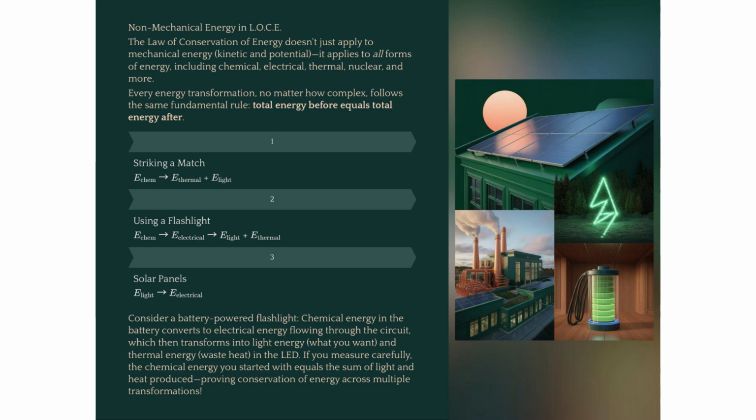Take a battery-powered flashlight. The chemical potential energy in the battery is transformed into electrical energy, which is then transformed into light energy and thermal energy by the bulb. If you measure the joules of input chemical energy, it will equal the total joules of light and heat produced. The energy is simply following the chain of transformation.